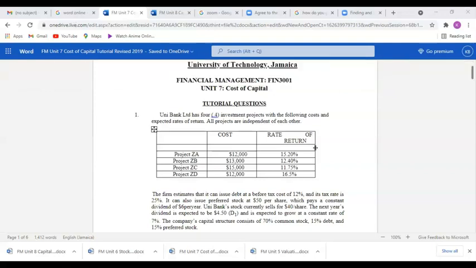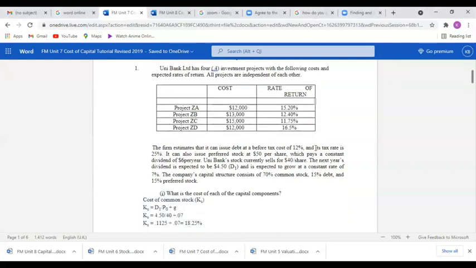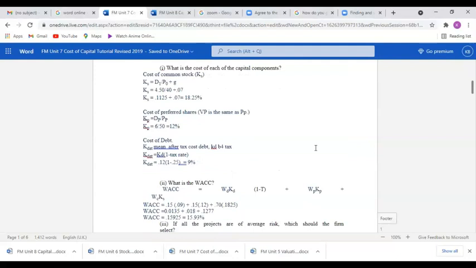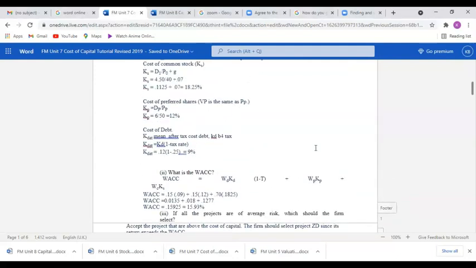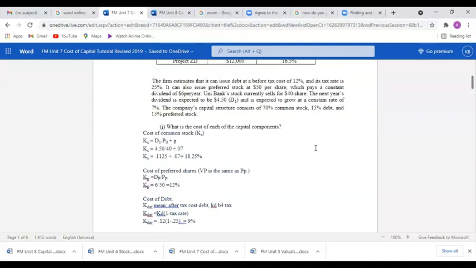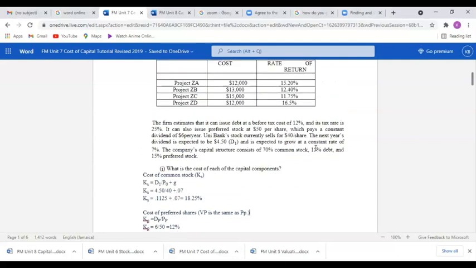So we have project ZA, cost is 12,000, rate of return is 15.20%. We have project ZB, cost is 13,000, rate of return is 12.40%. Project ZC, cost is 15,000, rate of return is 11.75%, and project ZD, cost is 12,000, and rate of return is 16.5%.